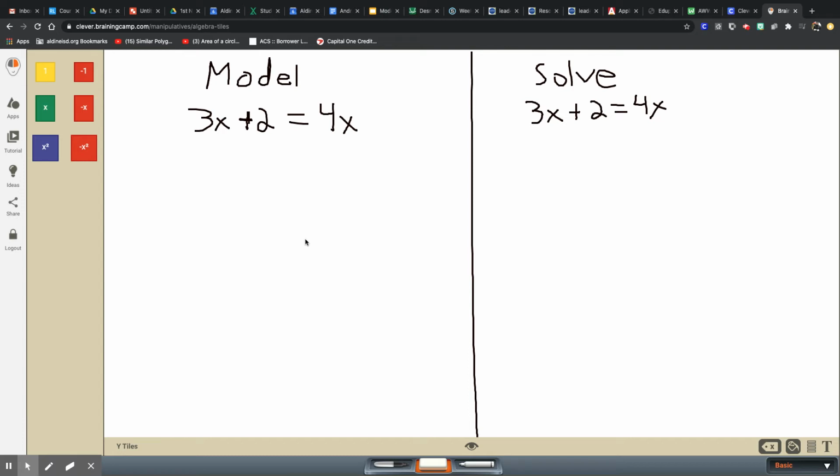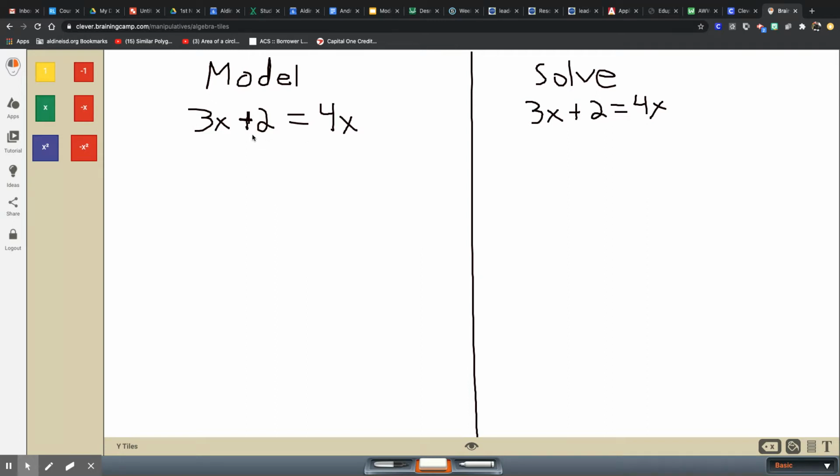All right, welcome back, mathematicians. Now, let's look at an equation that you're going to see in the eighth grade. In the seventh grade, we looked at one variable, two-step equations. In the eighth grade, we now have equations that have variables on both sides of our equal sign.